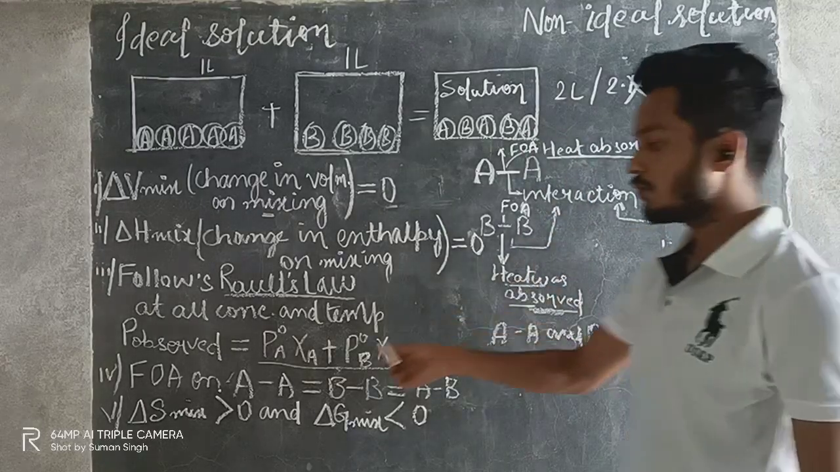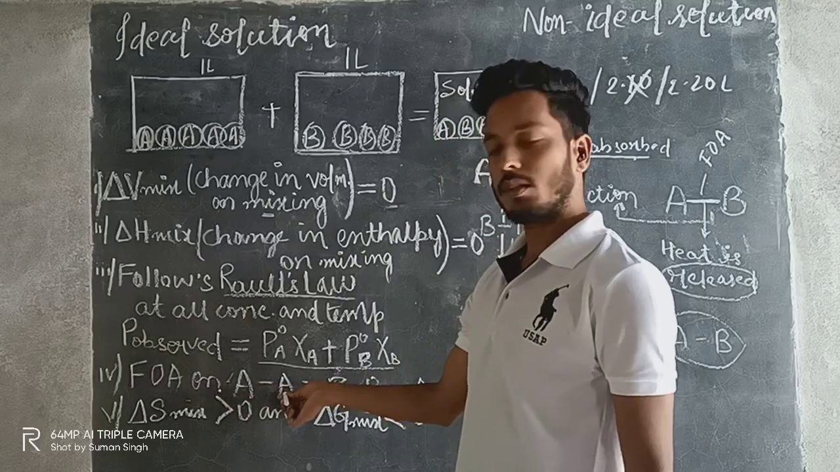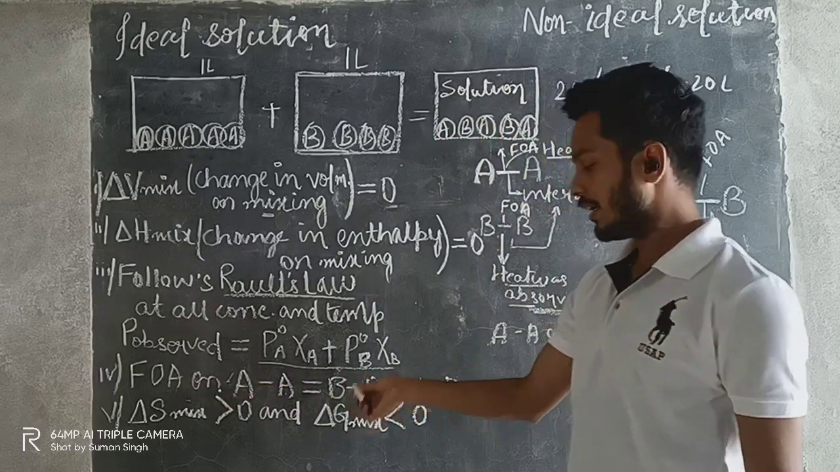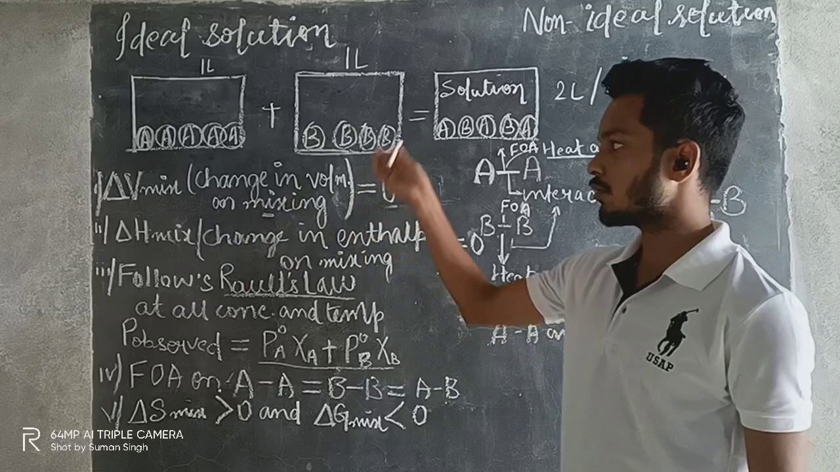As you can see, the force of attraction of AA, if it is equal to BB and if it is equal to AB, then it is also called what?